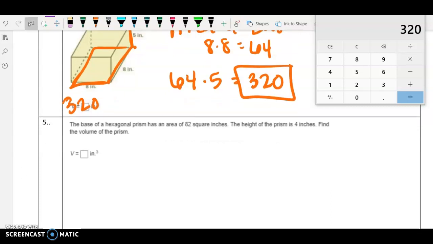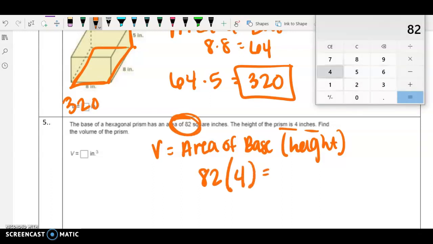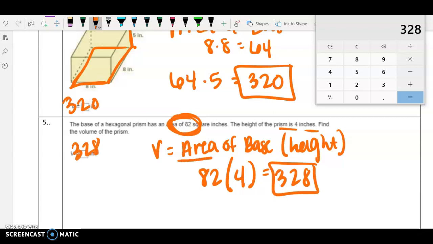It says the base is a hexagonal prism and it has an area of 82. The height is 4. Find the volume. So remember, volume equals the area of the base times the height. So this means that we're just going to take that 82 times our height. So 82 times 4, and we get 328, and that's all we do there. So they actually found that first step for us, and then all we had to do was multiply by the height.